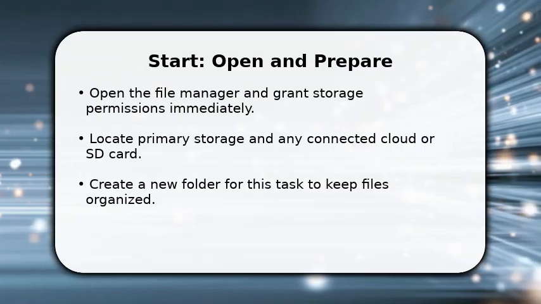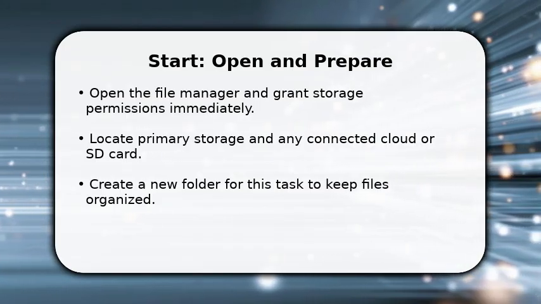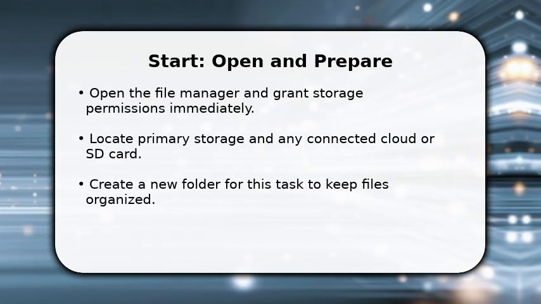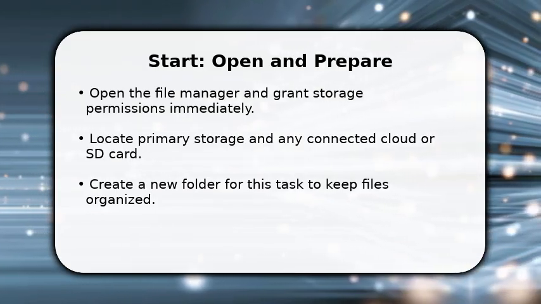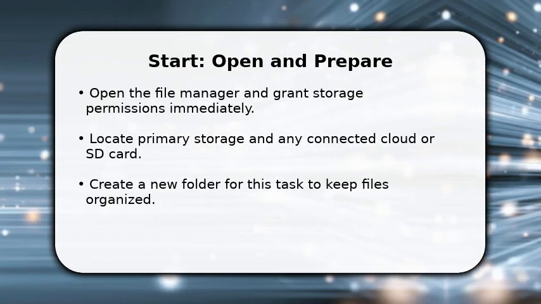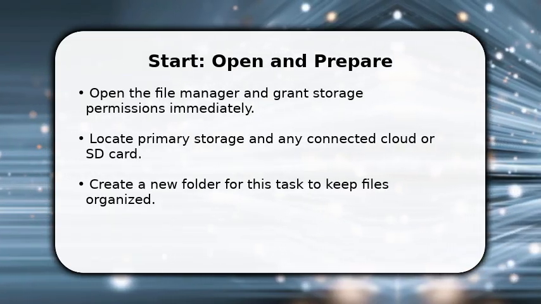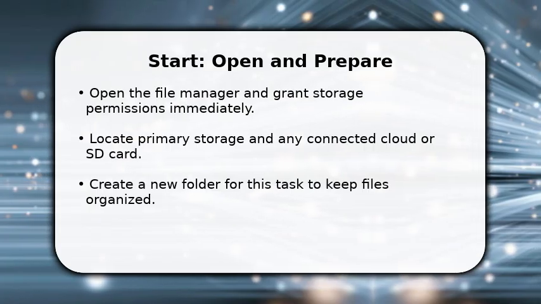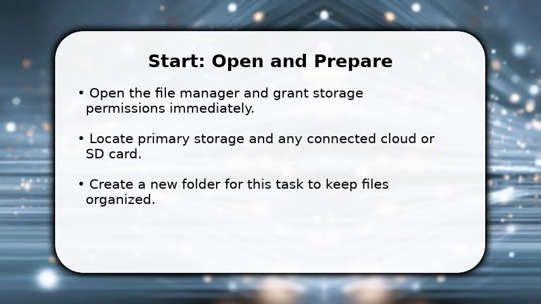You've opened the app and given it permission. Now start by finding your primary storage and any mounted SD card or cloud account so you can work where the files live. Once located, create a new folder named for this task to avoid mixing files. Make sure to switch to list view for faster scanning and tap the top search bar to confirm the file names you'll manage next. Now organize.